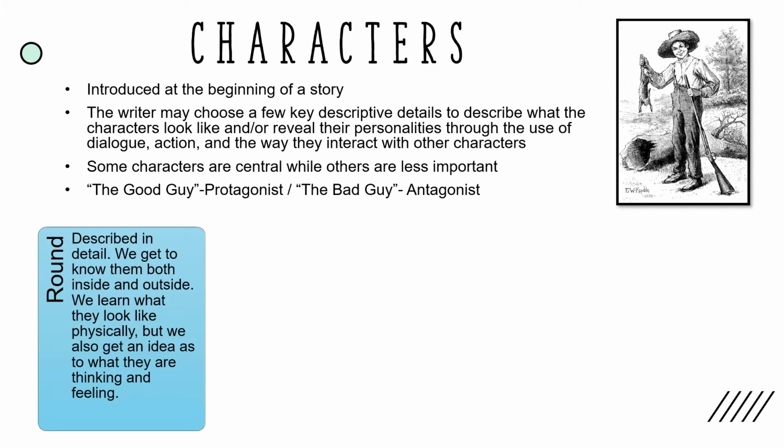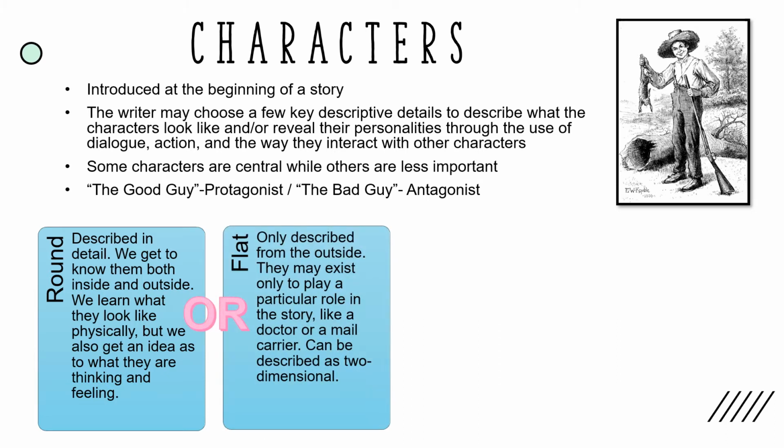Round characters are generally described in detail by the writer. We get to know them both inside and outside. That is, we learn what they look like physically, but the writer also gives us an idea as to what they are thinking and feeling throughout the story. A flat character, on the other hand, is usually only described from the outside. They may only exist to play a particular role in the story, like a doctor or a mail carrier. Flat characters can be described as two-dimensional when compared to round characters who are typically more three-dimensional.